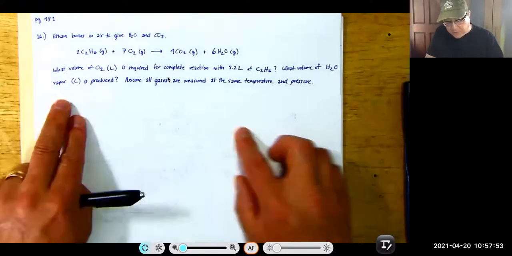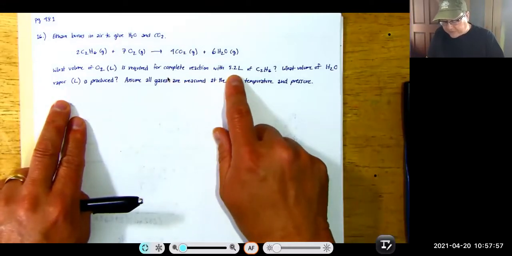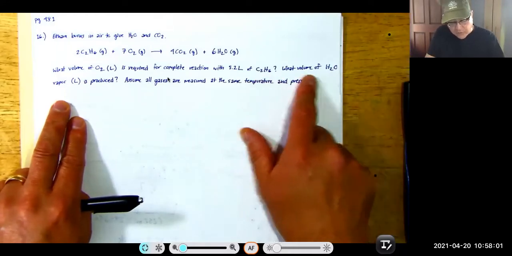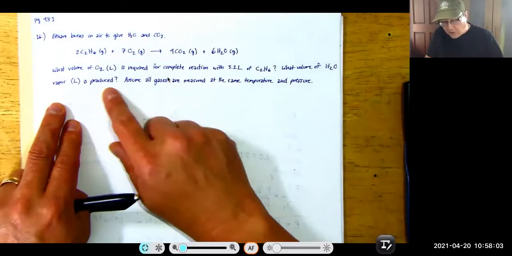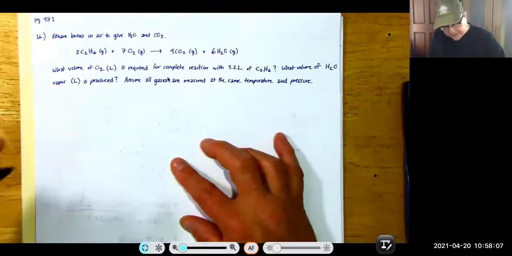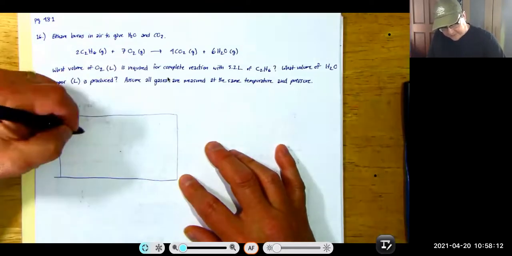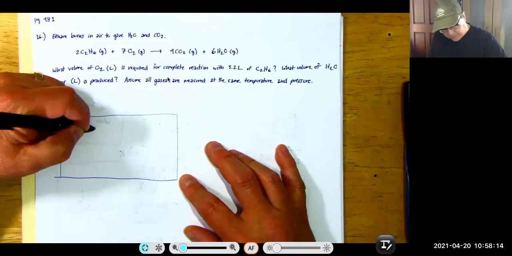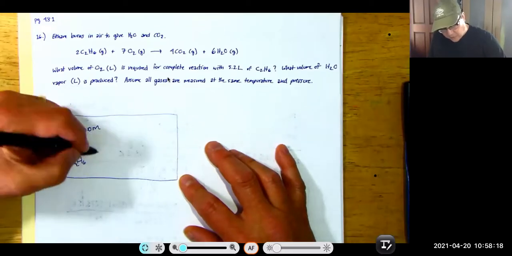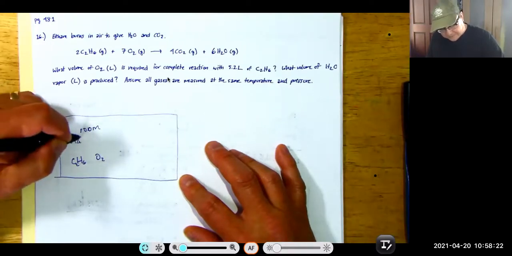So what volume of O2 is required for a complete reaction with 5.2 liters of C2H6? And what volume of H2O vapor is produced? Assume all gases are measured at the same temp and same pressure. So basically, this is in a large room where we're burning the gas. And we start off with C2H6 and O2, and the pressure is 1 atmosphere.